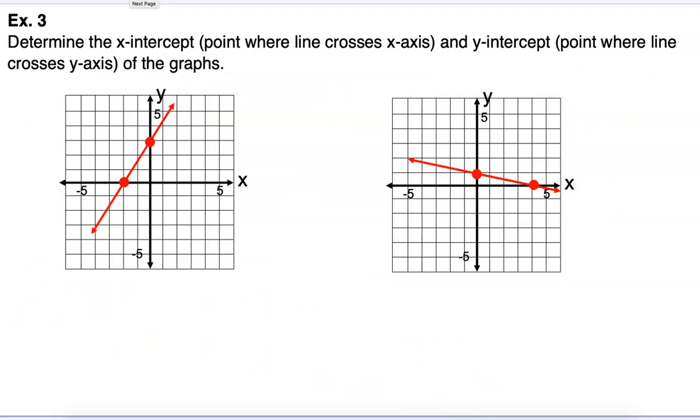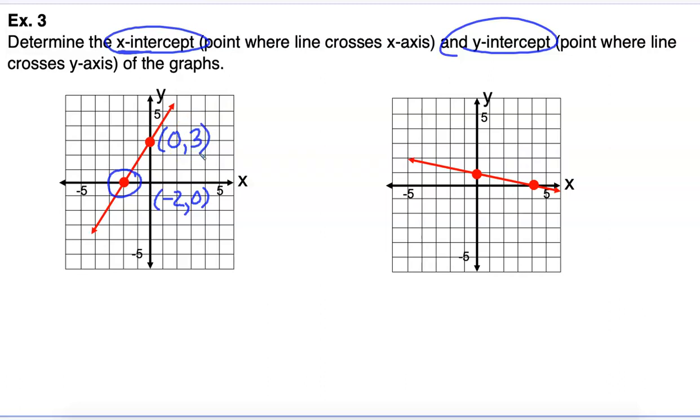Okay, this page is very different because the only thing we're doing is finding our x-intercept value and our y-intercept value. So our x-intercept is where it hits the x-axis, so that would be at -2, 0. And our y-intercept value would be 0 for x and 3 for y.